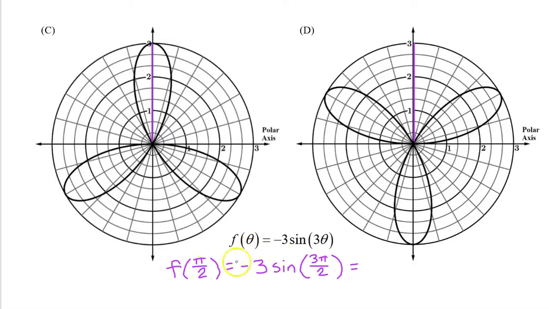Plugging in pi over 2 for theta gives us -3 times the sine of 3 pi over 2. Sine is the y value on the unit circle, and 3 pi over 2 is right here at the bottom, where the y value is -1. So we have -3 times -1, which gives us +3, not -3. So the answer is C.